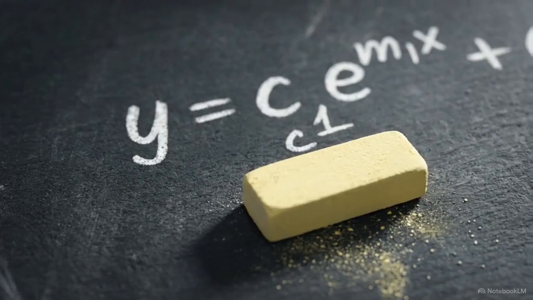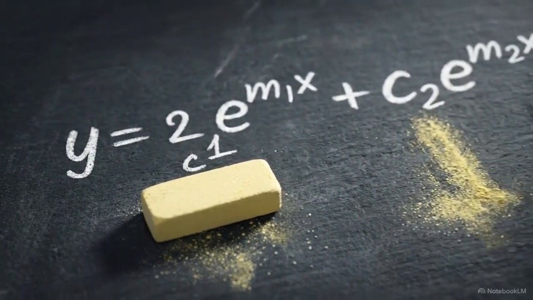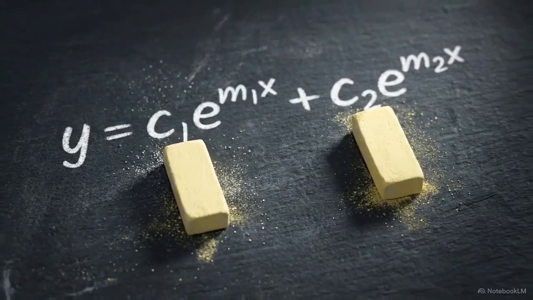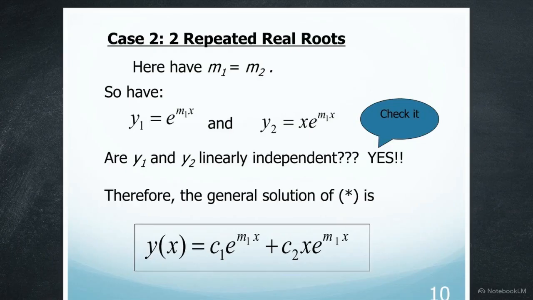For systems with distinct real roots, the general solution is the linear combination of these two different exponential curves acting together. Case 2 occurs when the discriminant equals exactly 0. This leaves us with a single, repeated real root. This leaves us with only one exponential function, yet our system requires two independent solutions.